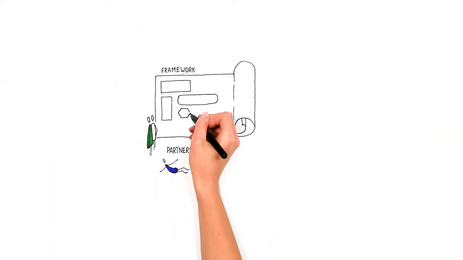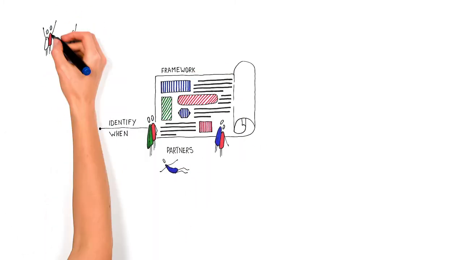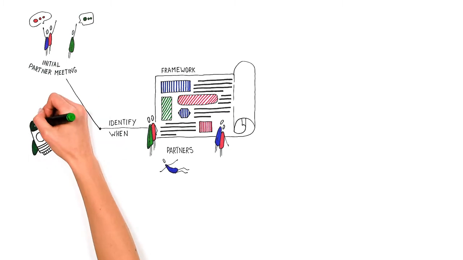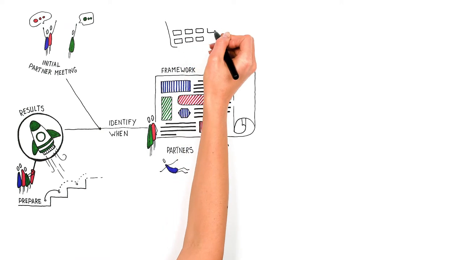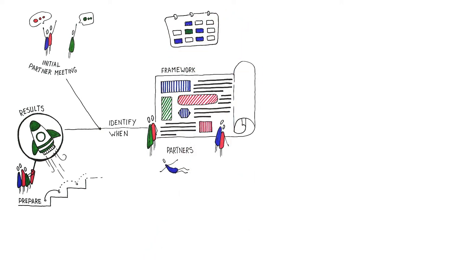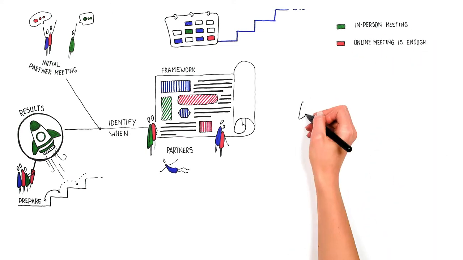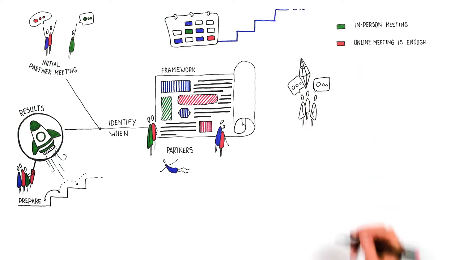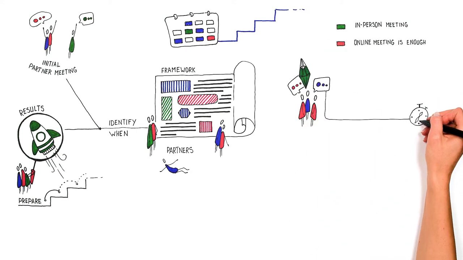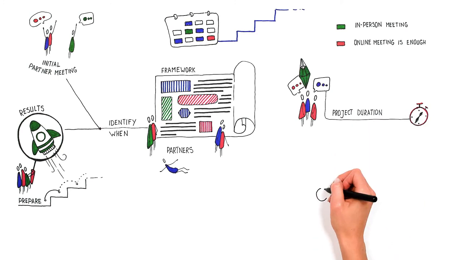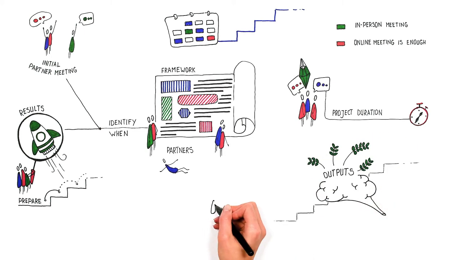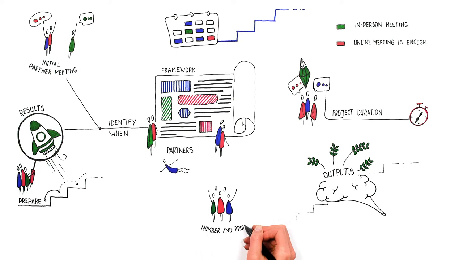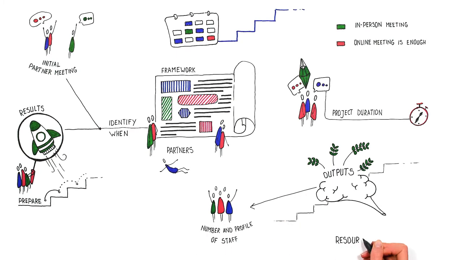When using this framework, partners must identify when it makes sense to have the initial partner meeting, when the next meeting should take place to review the achieved results and prepare for the next phase. Partners must identify specific milestones of the project and decide when partners need an in-person meeting and when an online meeting is enough. Partners have to make an estimate of the project duration based on previous experiences or available knowledge about the development of similar projects. It is recommended to divide the development of intellectual outputs into more granular steps to realistically assess the required number and profile of staff members and resources necessary for the tasks planned.